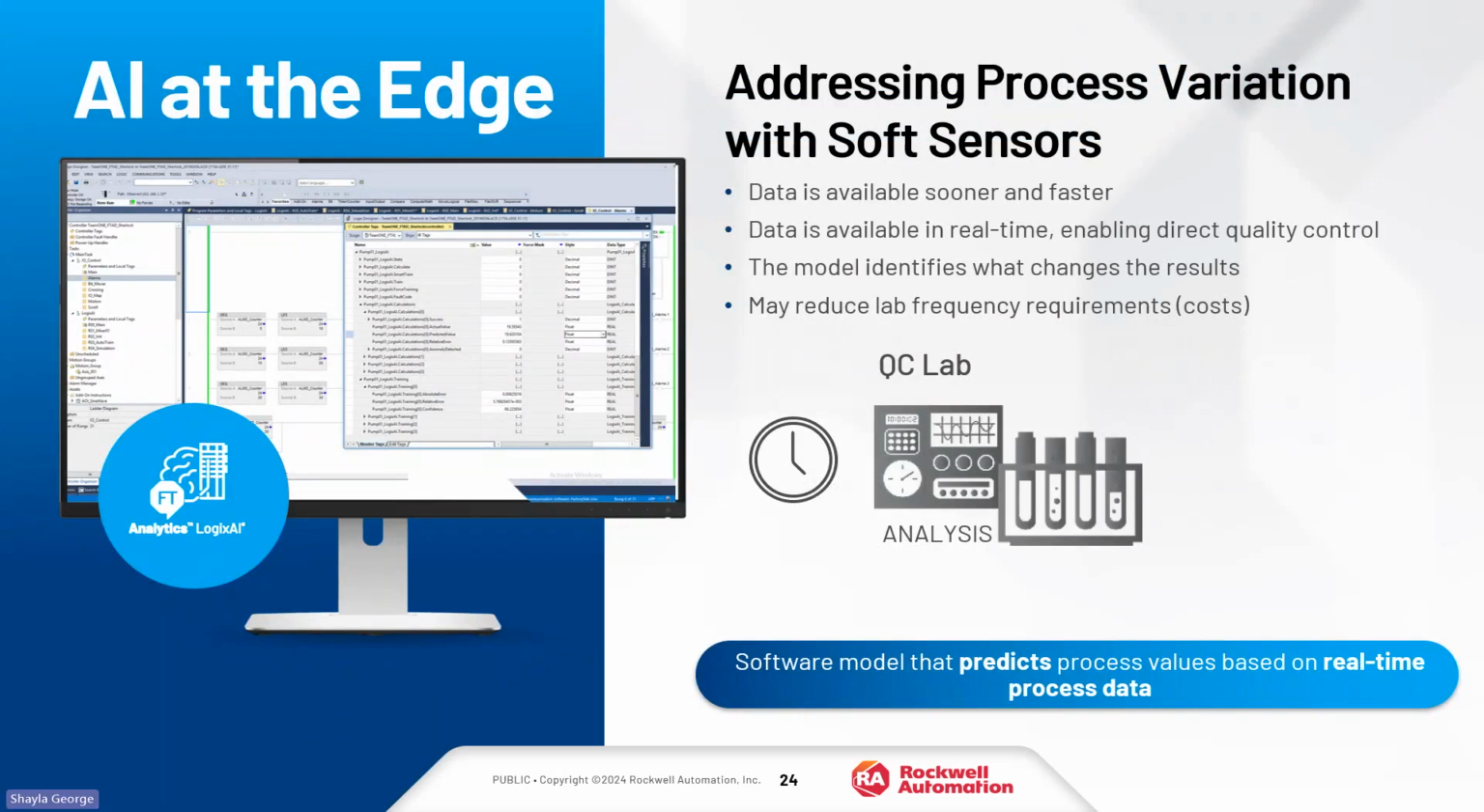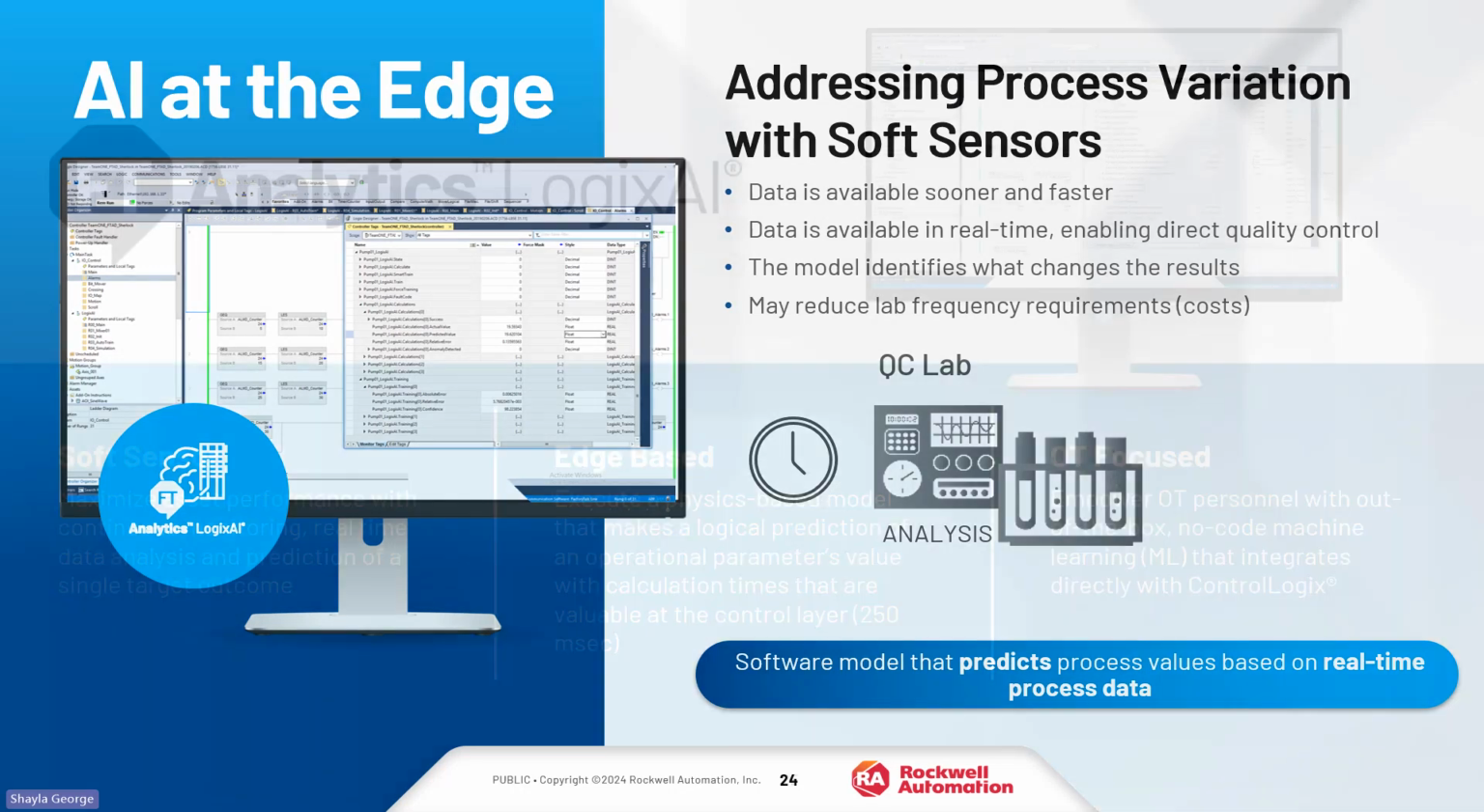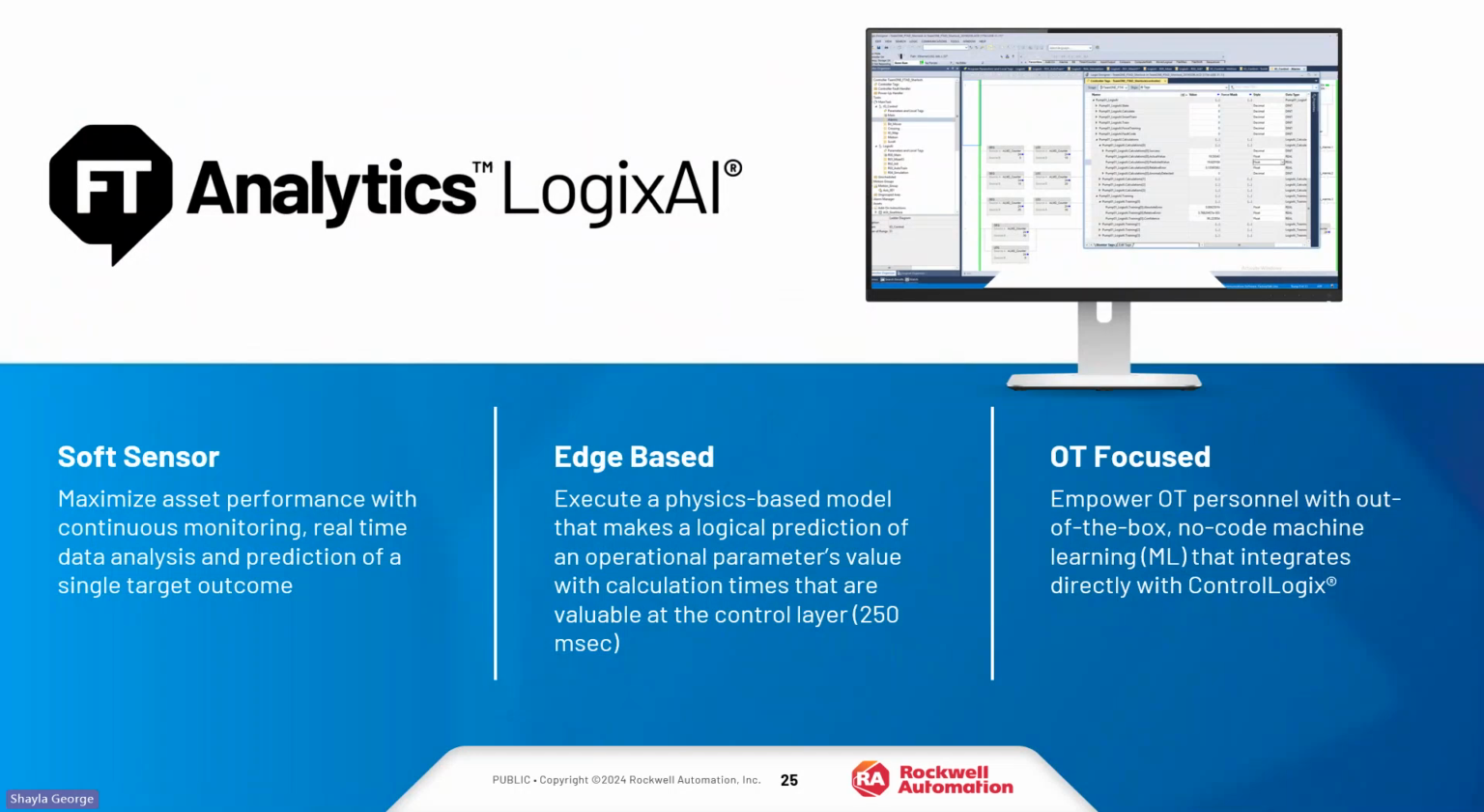Our next analytic piece of software or AI software that we're offering is FactoryTalk Logix AI. This offering is really using a software model that predicts the process values based on your real-time process data. So really focusing on software as a sensor. Using Studio 5000, Logix AI is integrated into that. The data is available to you in real time, and you have direct quality control over it.